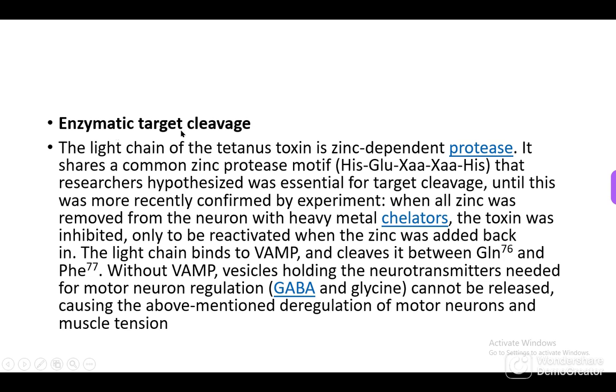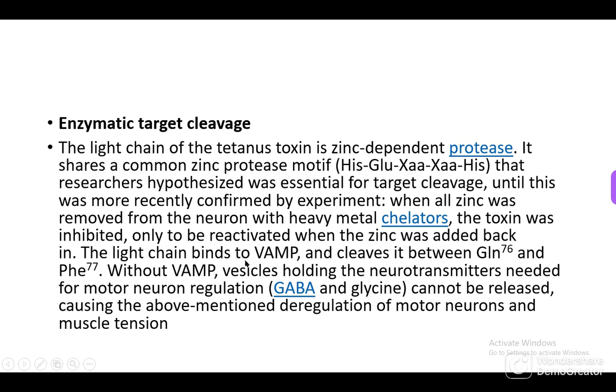Cleavage occurs as the enzymatic target cleavage. Tetanus toxin is a zinc-dependent protease. It shares a common zinc protease motif. When all zinc was removed from the neuron with heavy metal chelators, for example a chelating agent, the toxin was inhibited, only to be reactivated when the zinc was added back. So it means zinc is the important part. If you use a chelating agent, it will definitely work.